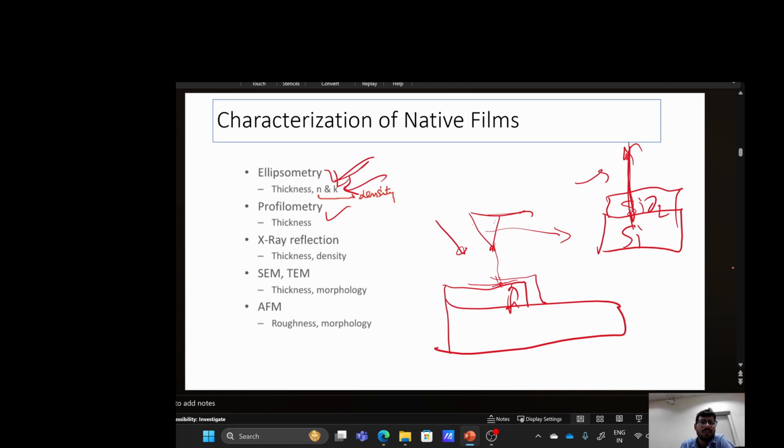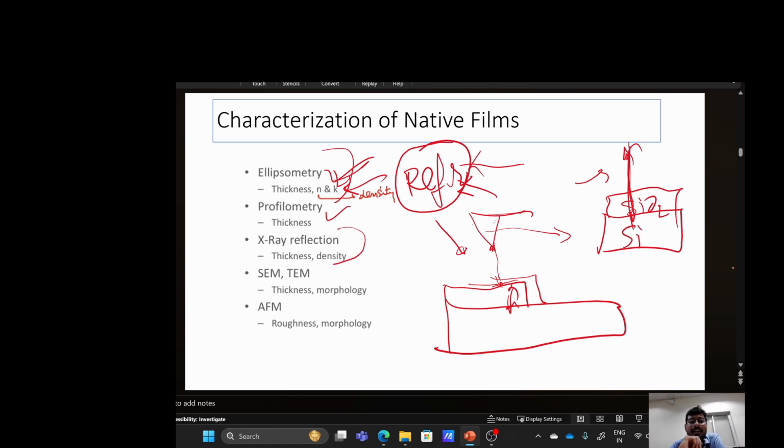refractive index, N and K. From the refractive index you can see the quality of the film. The higher the refractive index, the higher the density of your SiO2, and the better the film quality. Ellipsometry is a very powerful method. Within minutes you can check the refractive index and the thickness at the same time, and it is non-damaging. It doesn't damage your substrate, unlike other methods.